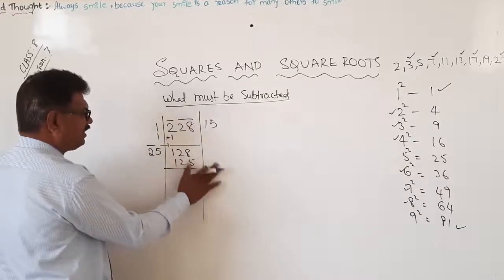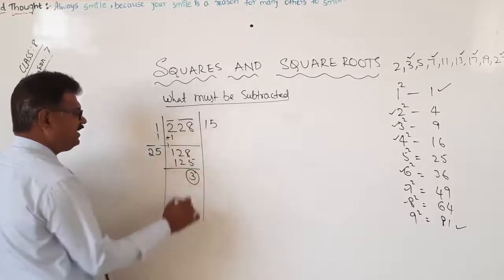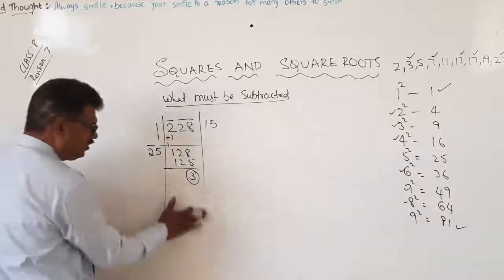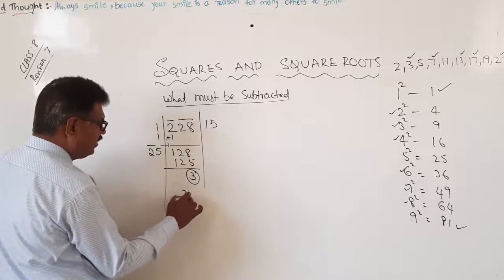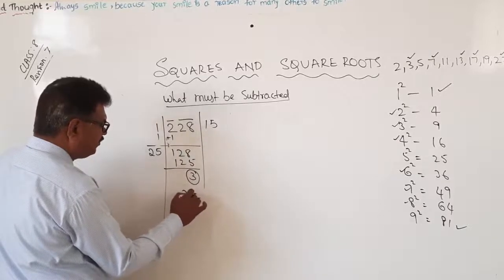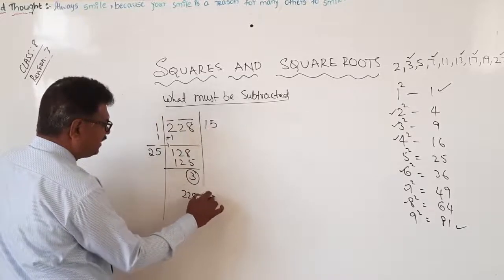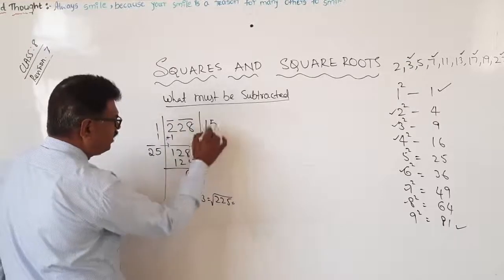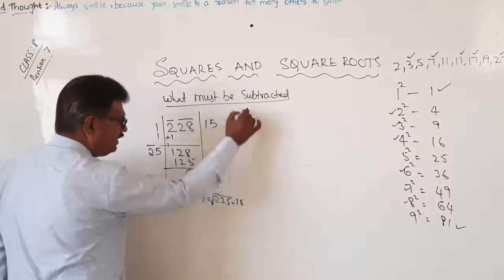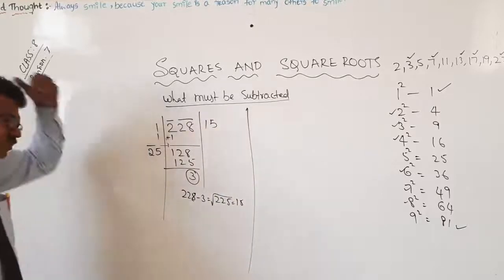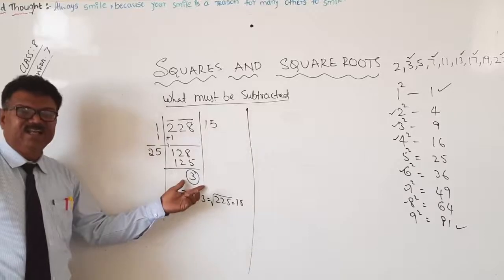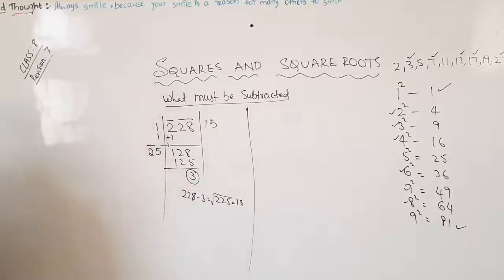What must be subtracted? What is excess here? 3 is excess. Therefore, what must be subtracted? 3. If you subtract it, it will become 225. The square root of 225 is 15. Okay? So, what must be subtracted? 3 must be. Whatever is remaining here, that number must be subtracted.